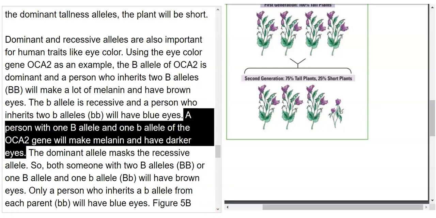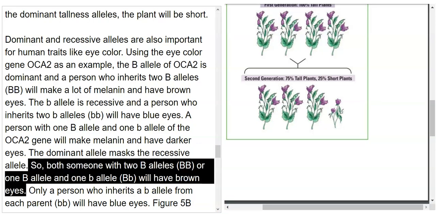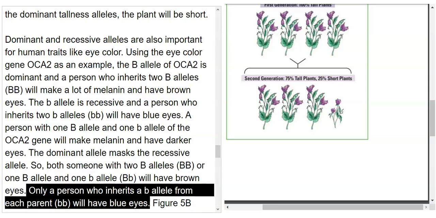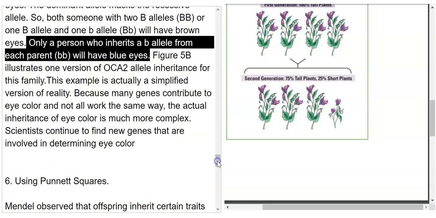A person with one capital B allele and one lowercase b of the OCA2 gene will make melanin and have darker eyes. The dominant allele masks the recessive allele. So both someone with two big B alleles or one big B allele and one little b allele, big B, little b, will have brown eyes. Only a person who inherits a little b allele from each parent will have blue eyes.